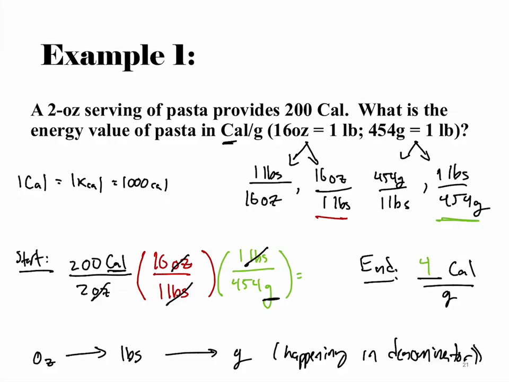So what do we put in the calculator? I'll write on a separate part, in a different color. In the calculator, what we put in was 200 times 16 times 1, divided by 2 times 1 times 454. That's how we reached this number. Really, it came out to like 3.5 something, but because we needed to round, we rounded it up to 4.